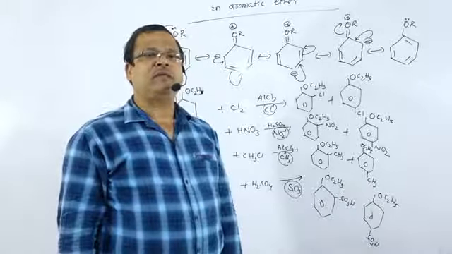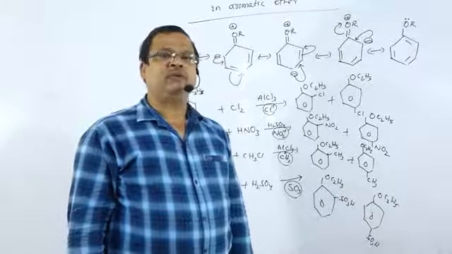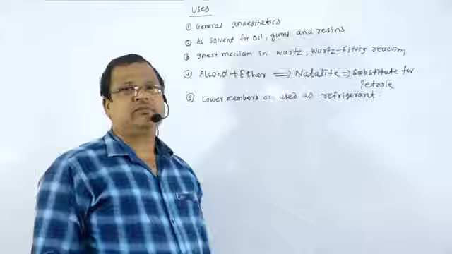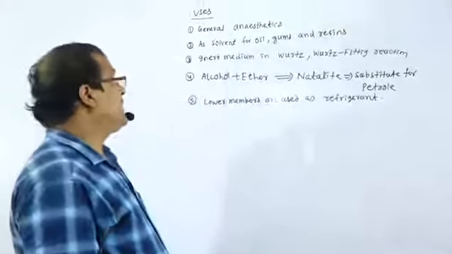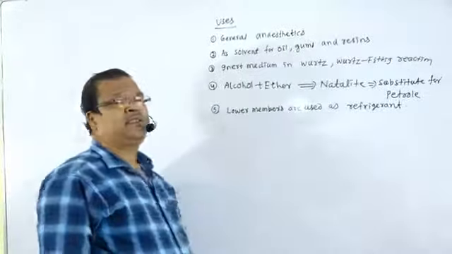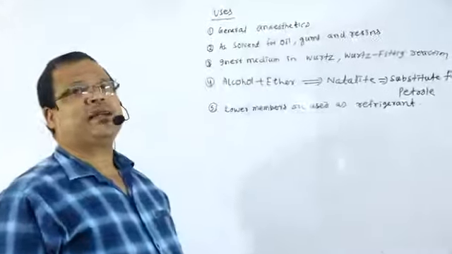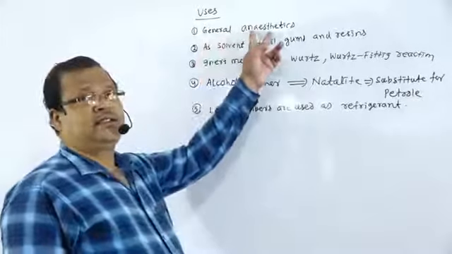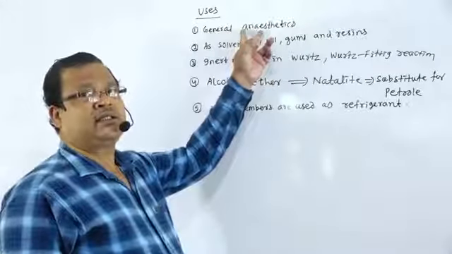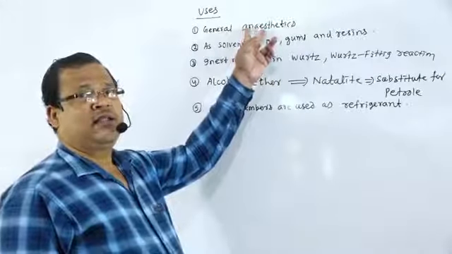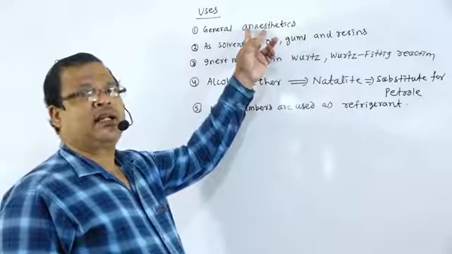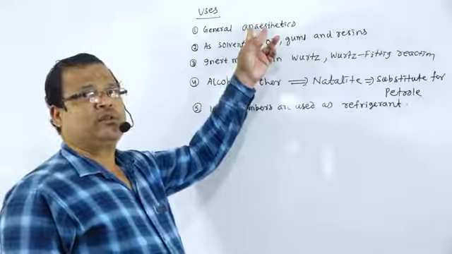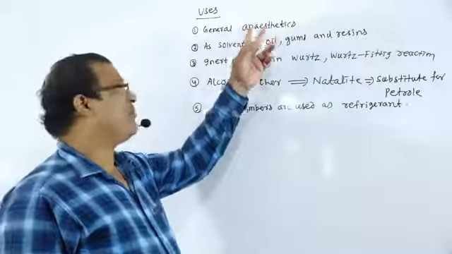Next we will see the uses of ether. What are the different uses of ether? It acts as a general anesthetic. General anesthetic in surgery, it acts as anesthesia that is better than chloroform. It also acts as a local anesthetic.